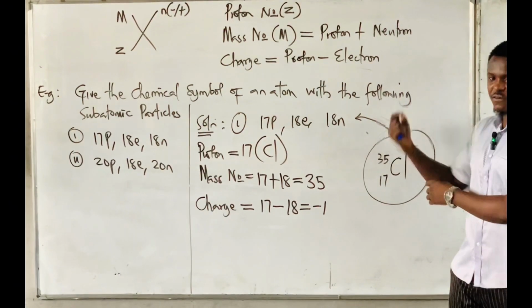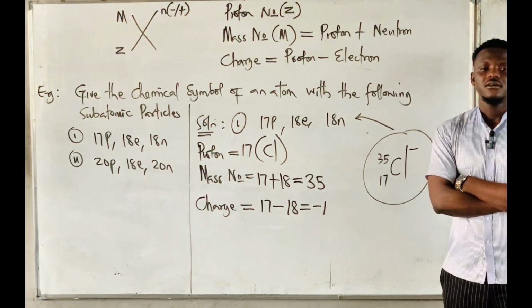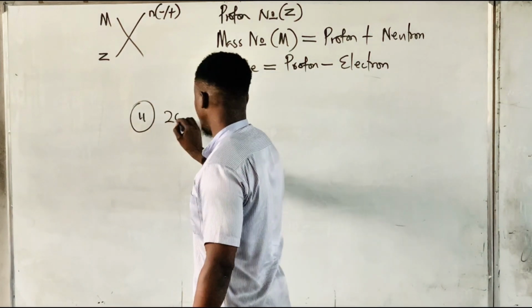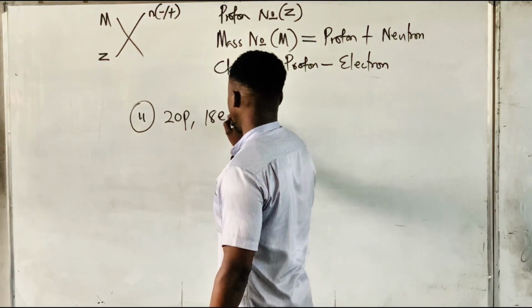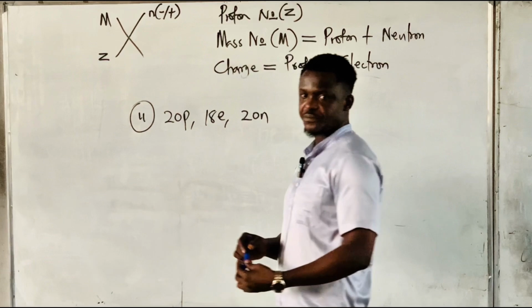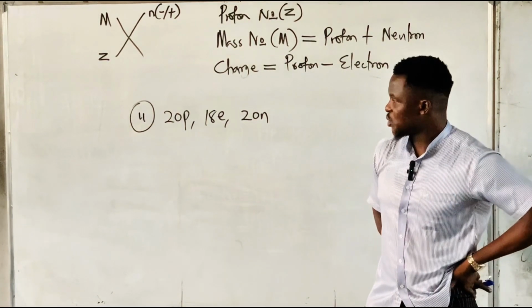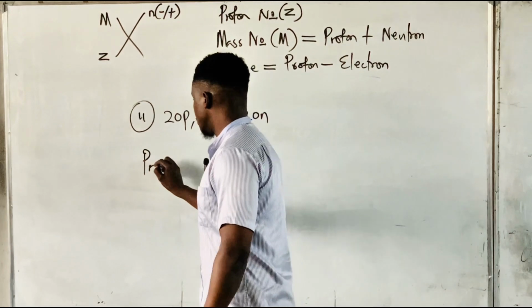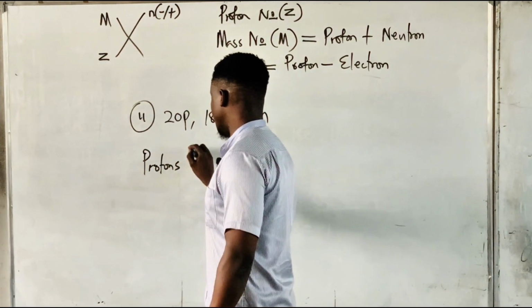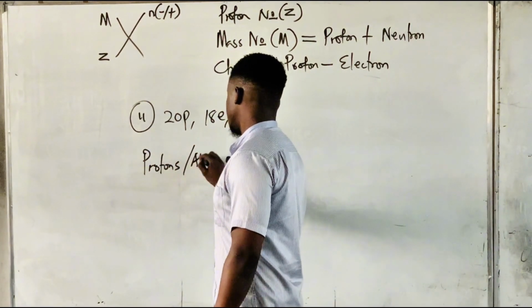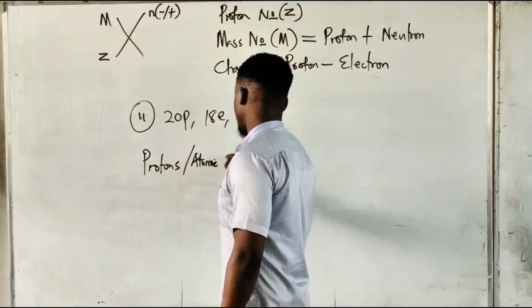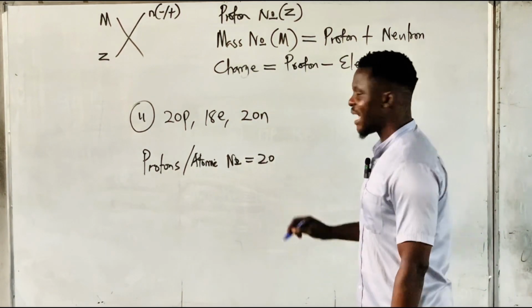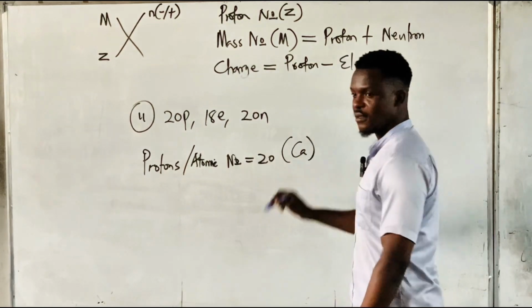And it's just the opposite of what we did previously. The next question was 20 protons, 18 electrons, 20 neutrons. This was the second question. So first thing first, I'll say my proton, which is the same thing as the atomic number, is equal to 20. Which atom has atomic number of 20? Calcium.